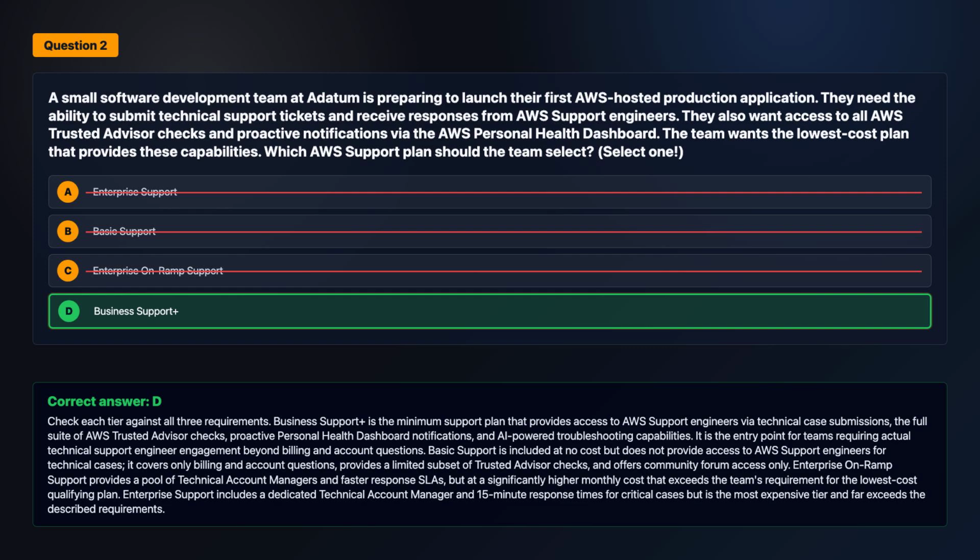Basic support is included at no cost but does not provide access to AWS support engineers for technical cases. It covers only billing and account questions, provides a limited subset of Trusted Advisor checks, and offers community forum access only. Enterprise On-Ramp support provides a pool of technical account managers and faster response SLAs, but at a significantly higher monthly cost that exceeds the team's requirement for the lowest cost qualifying plan. Enterprise support includes a dedicated technical account manager and 15-minute response times for critical cases, but is the most expensive tier and far exceeds the described requirements.